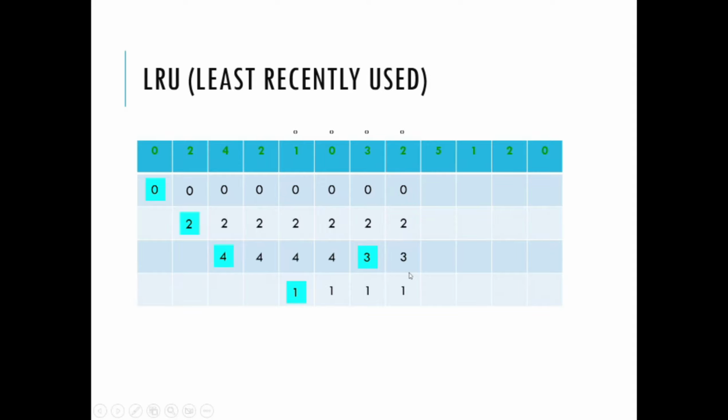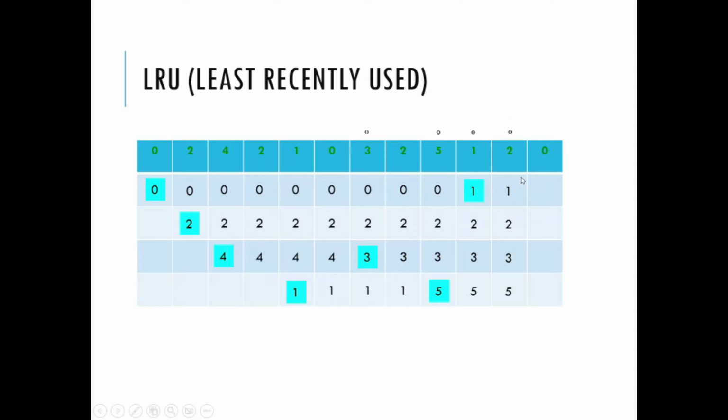And then is 5. 5 isn't in the table, so we'll choose the least recently used, which is 1. So 1 will become the victim and turn to 5 and move the plot. And then is 1. 1 isn't in the table, so we need to choose the least one, which is 0. So 0 will turn to 1 and move the plot. And then is 2. 2 is already in the table, no victim, but the 2 will change to the newest one.